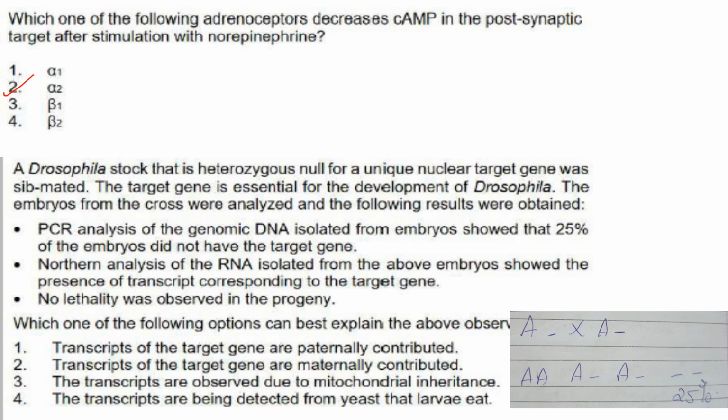Transcripts of the target gene are paternally contributed. No, it is maternally contributed. 2 is the answer. The transcripts are observed due to mitochondrial inheritance. It is not mitochondrial inheritance. If it was that case, it will be maternal inheritance, but here it is maternal effect, not maternal inheritance. Okay. The transcripts are being detected from the yeast that the larvae eat. That is also not correct.